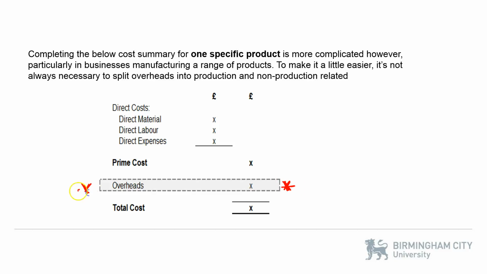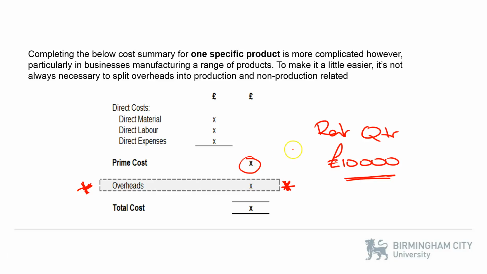Now, the problem we have is that our overheads tend to be for a period of time. So, for example, we could have rent for the quarter of £10,000. How do we split that down to work out how much of it we should add to the prime cost of just one product? Because that is for a quarter. And that's what we're going to be looking at.